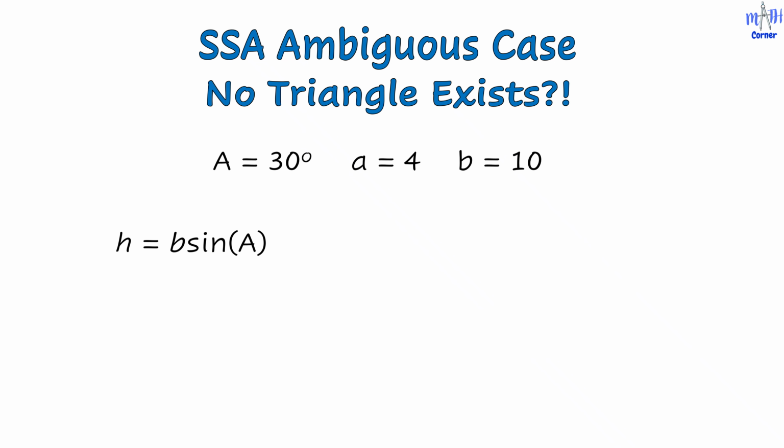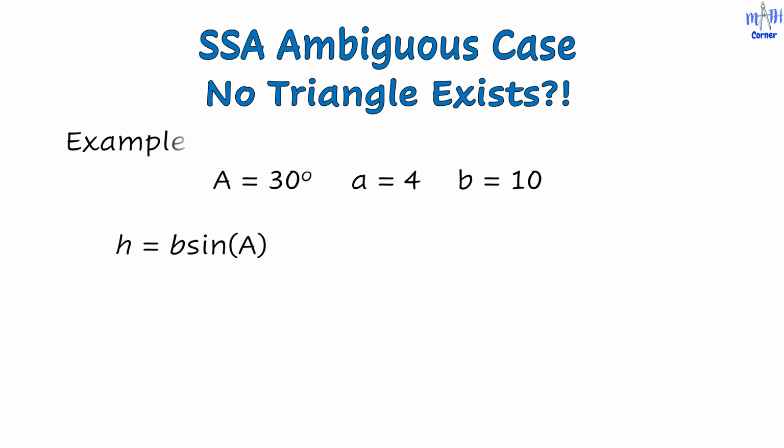Example. Given. Angle A equals 30 degrees. Side A equals 4. Side B equals 10. Step 1. Find the height. Substitute the given values. h equals 10 times sine 30 degrees.